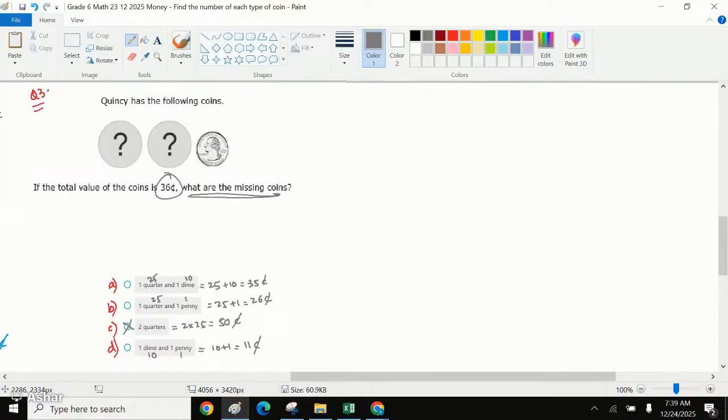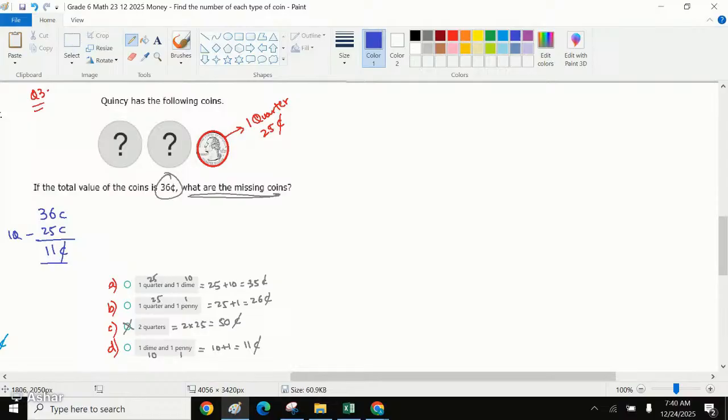So we need to look between the option A, B, and D. Any one of the options could be correct. But for us, most important is to find this coin. What is this coin that is given to us? The given coin to us is a quarter. This is 1/4. That means 25 cents. We have been told that he already has 25 cents and he is missing some coins. So can we say 36 cents minus 1/4? So we would be left with 11 cents.